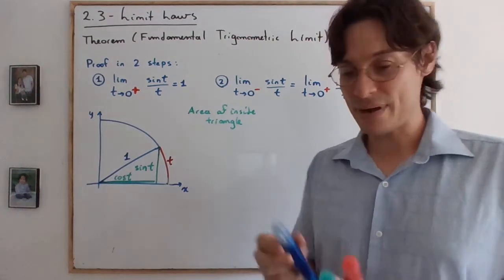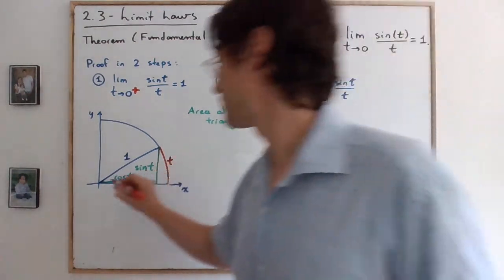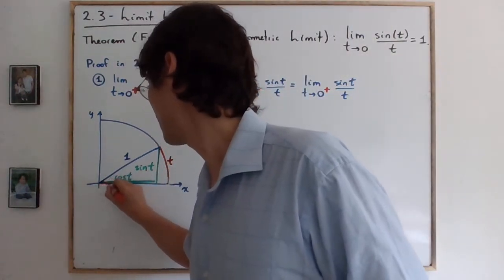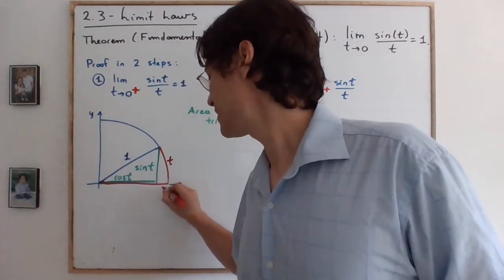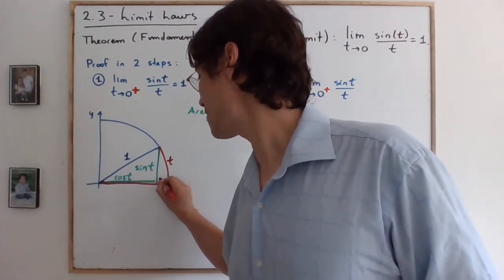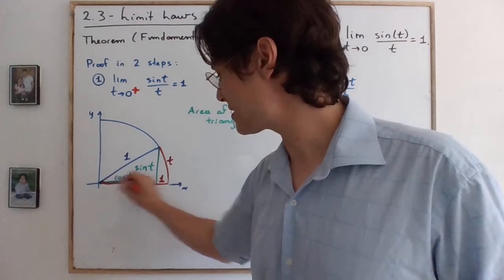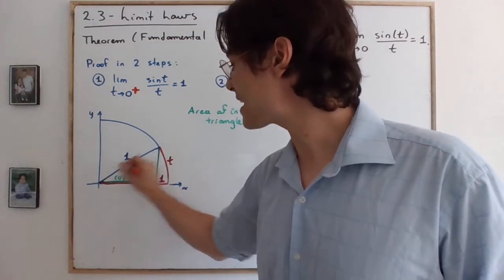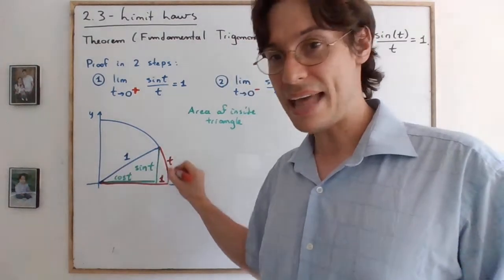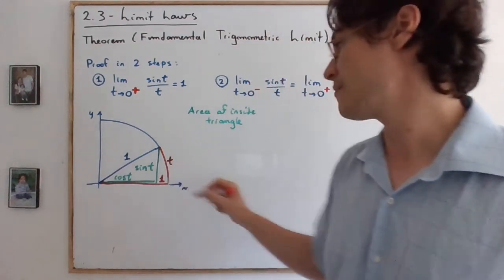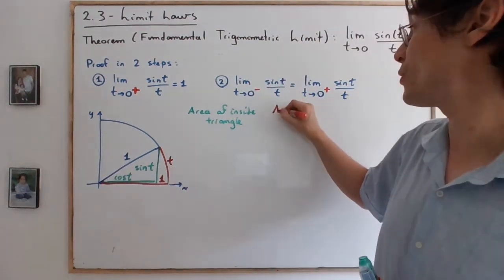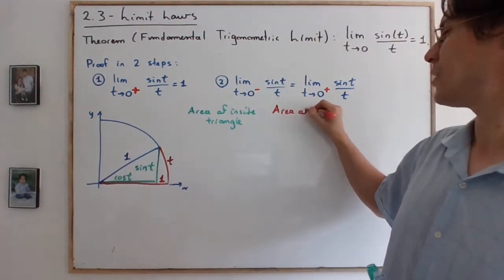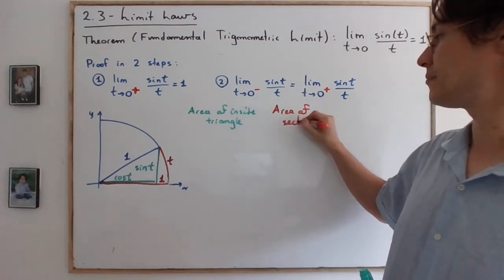The second area will be the sector. This side we know has a value of 1, because it's the same length as the radius. And this defines a sector of arc length t. So this is the area of the sector.